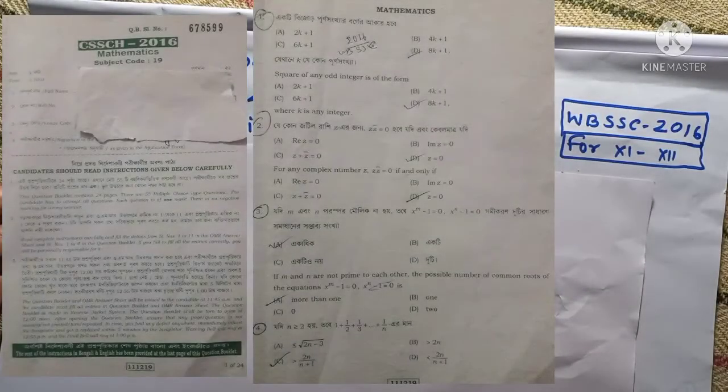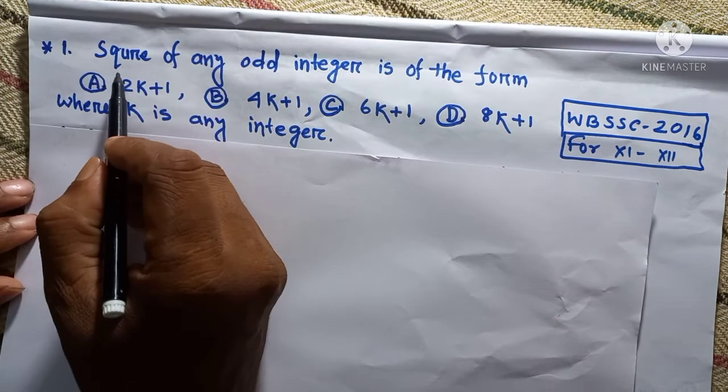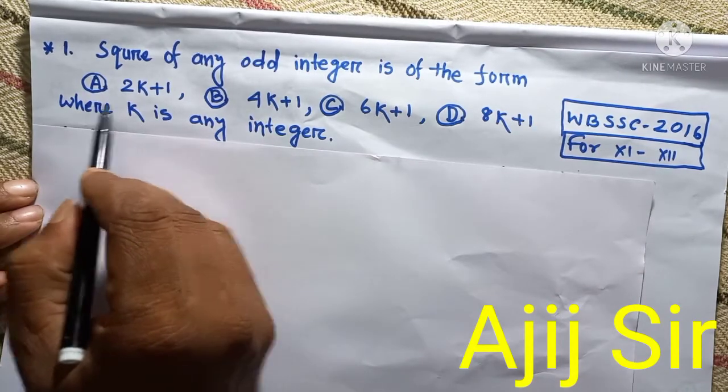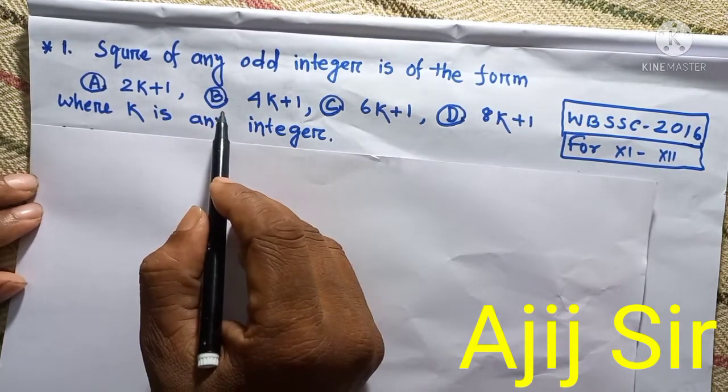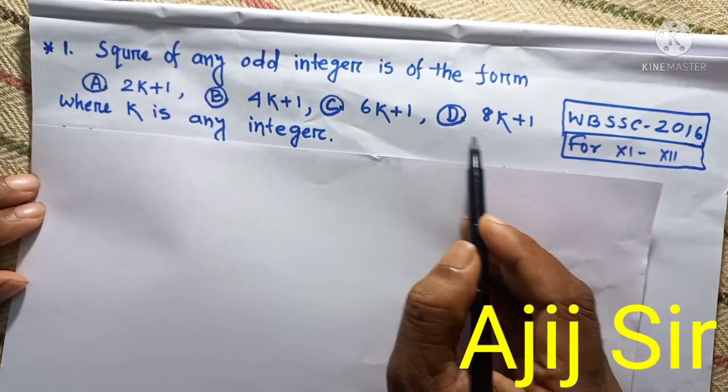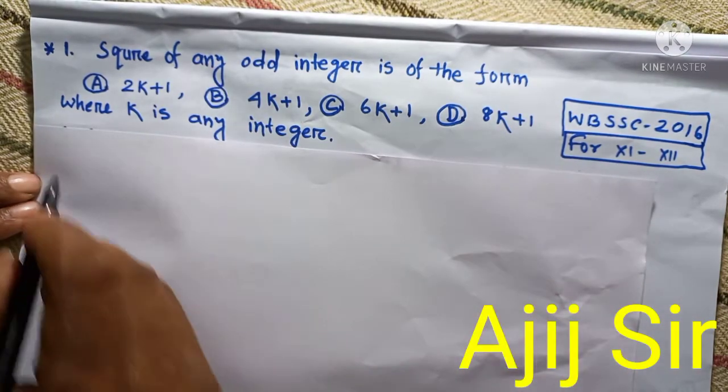Today we have to discuss the questions of West Bengal School Service Commission for 11-12 of 2016. First question is, square of any odd integer is of the form option A 2k plus 1, option B 4k plus 1, option C 6k plus 1, option D 8k plus 1.